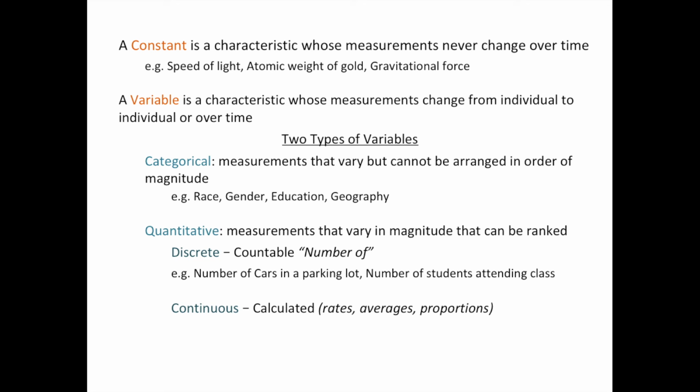On the other hand, there are continuous quantitative variables. These are calculated variables. So the best way to think about these is in terms of a rate, average, or a proportion. So if you want a few examples, your height can actually change over time, and this is something that you can measure or calculate. As for the speed of a car, you can think of it as miles per hour or kilometers per hour, which is a rate. The percentage of students that pass a test is known as a proportion.